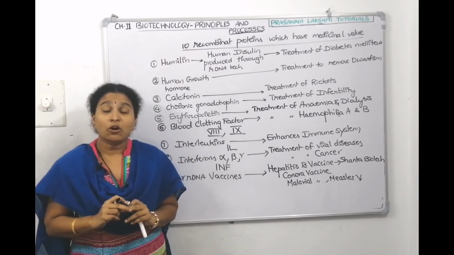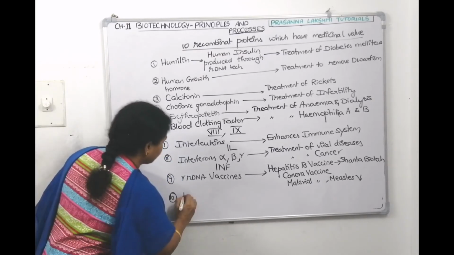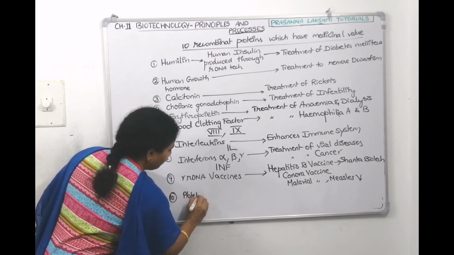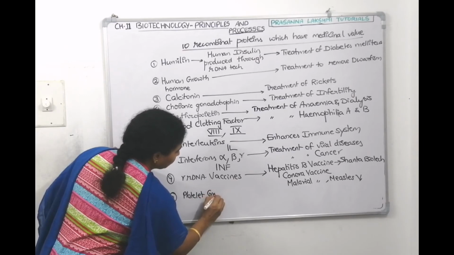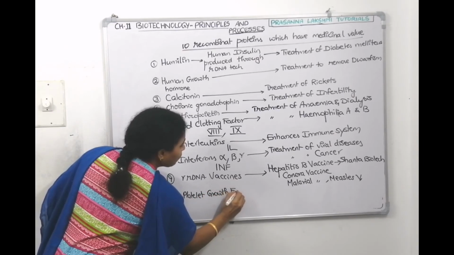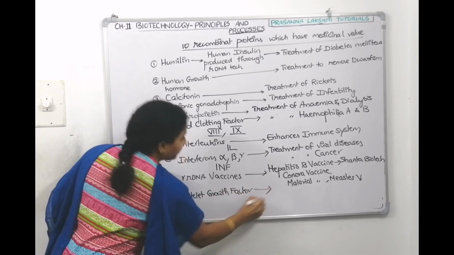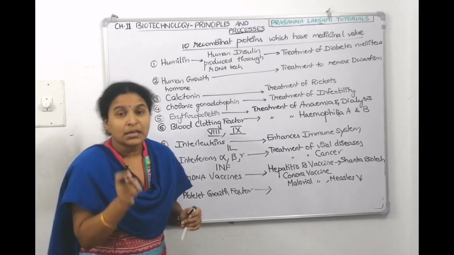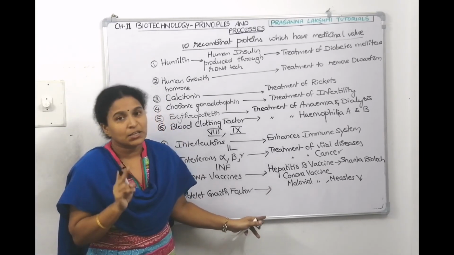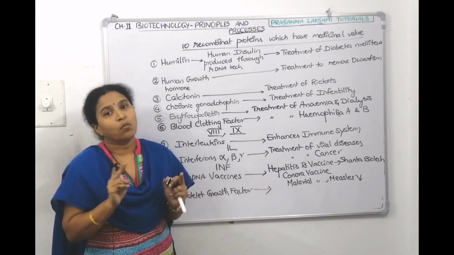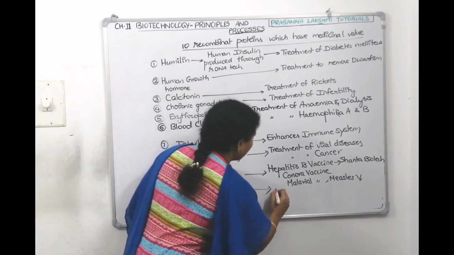And then we can talk about platelet growth factors. Now, what will the platelets help in? They help in blood clotting, right? So platelet growth factors, if we inject them, help in quick wound healing. They are used in wound healing.